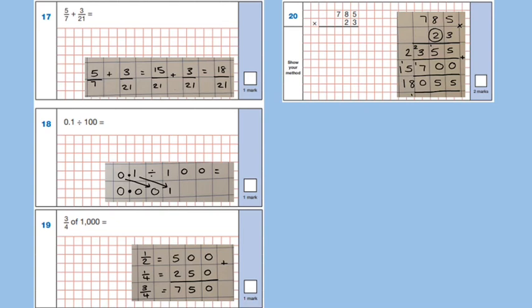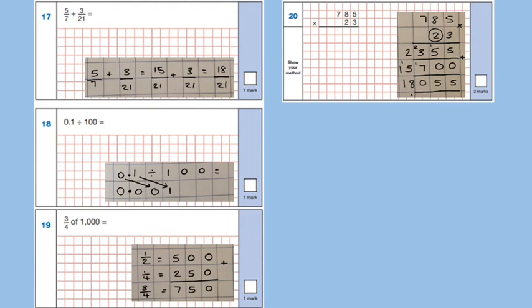Number 19, 3/4 of 1,000. Nice and easy, 3/4 is made up of 1/2 and 1/4, which are easier to find. So I've found 1/2 of 1,000, which is 500. I've then found 1/4, which is 1/2 of 1/2. So 1/2 of 500 is 250. And then I add together 1/2 and 1/4, which is 500, add 250 to give 750.